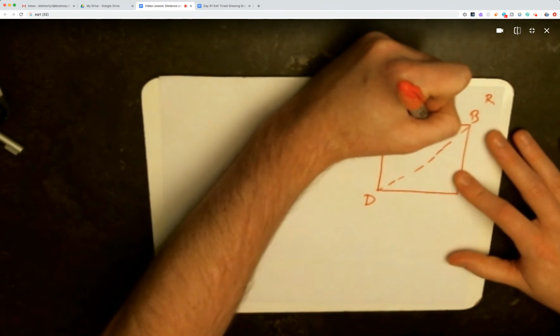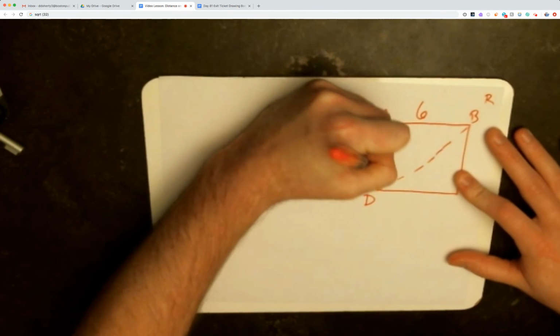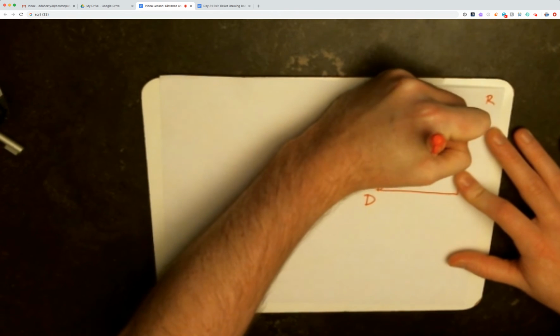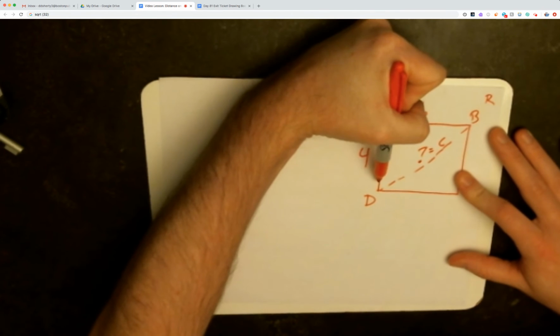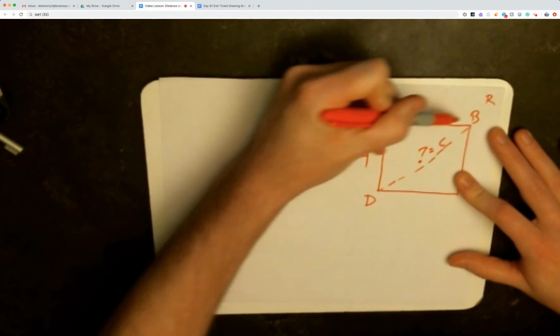So when we take a look at the whiteboard, this is 6 units. This is 4 units. And we don't know this side, which I'm going to call C. Why is it C? That's the long side of our right triangle. And I know the two legs.